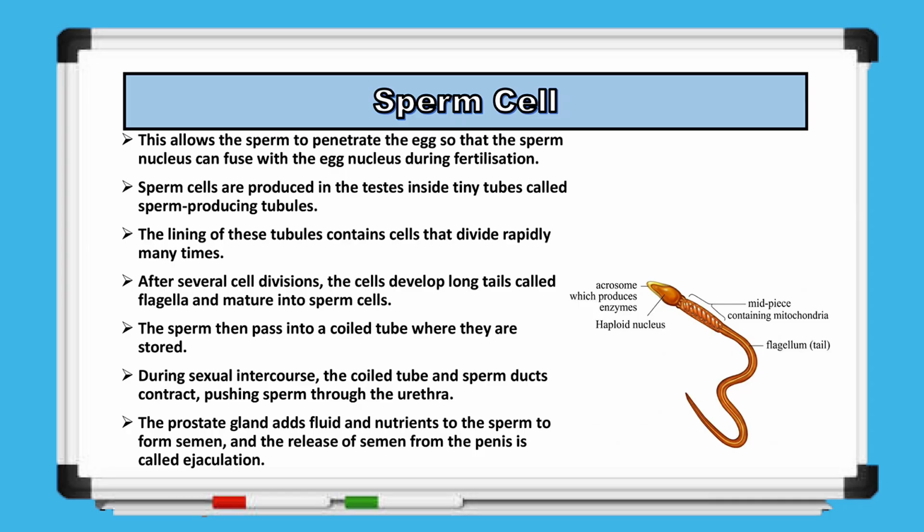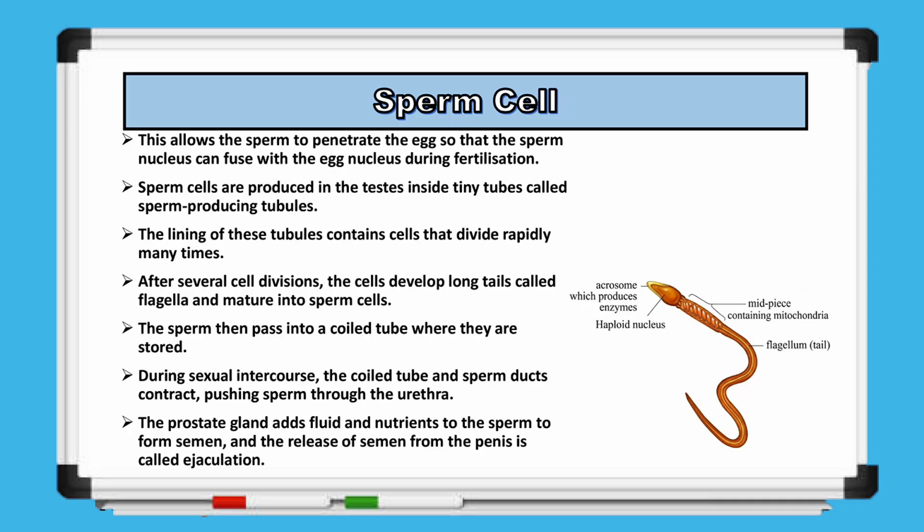Each sperm cell has several specialized structures. The head contains the haploid nucleus, which carries half of the genetic information. At the tip of the head is the acrosome, which produces enzymes that help break down the outer protective layer of the egg. The middle part of the sperm, known as the midpiece, contains many mitochondria that provide the energy required for movement. The long tail, called the flagellum, helps the sperm swim.